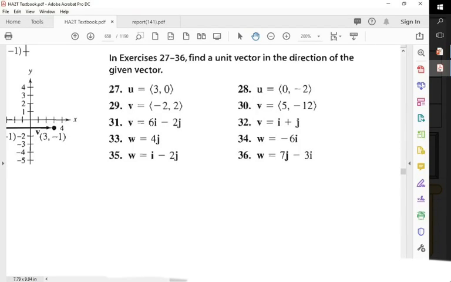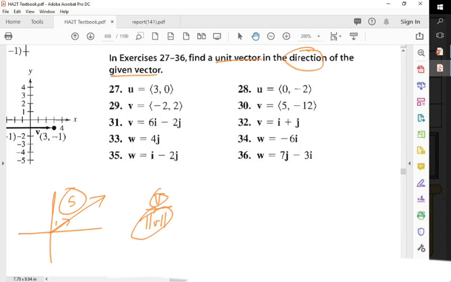You have to find a unit vector in the direction of the given vector. So this is what you're essentially doing. You're given a vector, and it could be of length 5, and you need to find the vector that's of length 1. And so what you're going to do is find the 5, which is known as the magnitude, and divide each of the parts of the vector by that magnitude. So you take the vector and divide it by the magnitude of the vector.